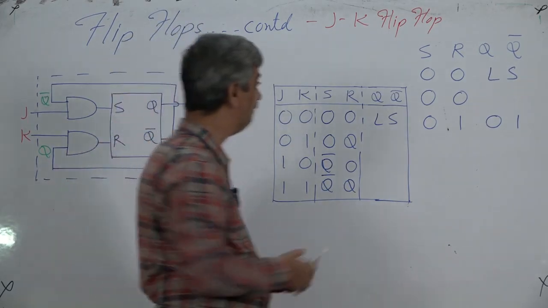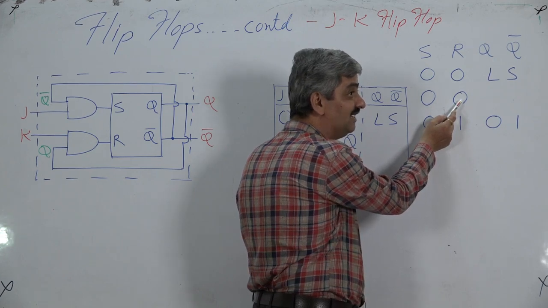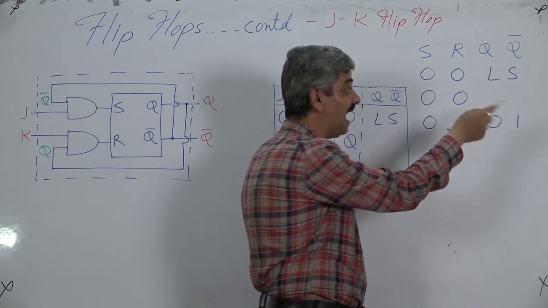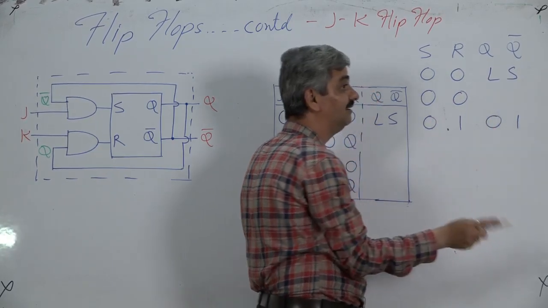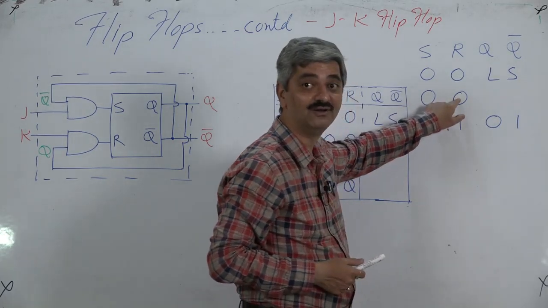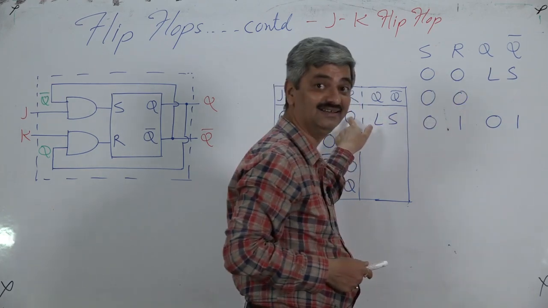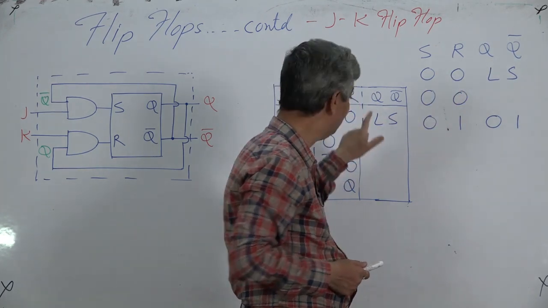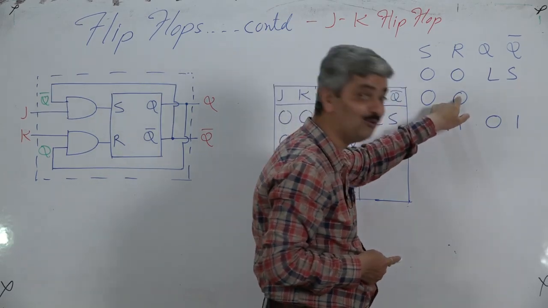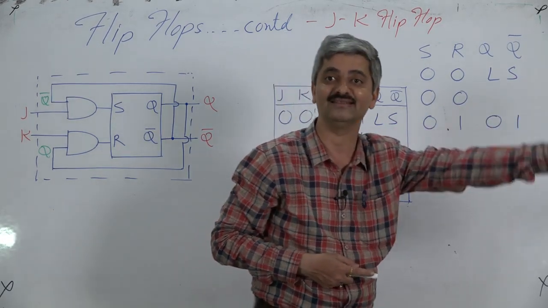But now, if R is 0, what is the output? S equal to 0, R equal to 0, last state. But I will not write last state here. Why? Because why was R 0? This R is not 0 like here. Here R is always 0. Here R is Q. So R equal to 0 means Q equal to 0 and Q bar equal to 1.